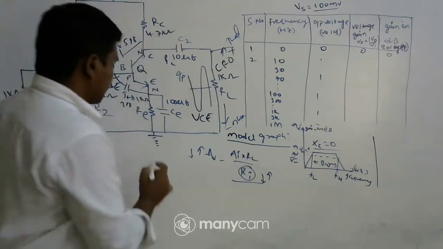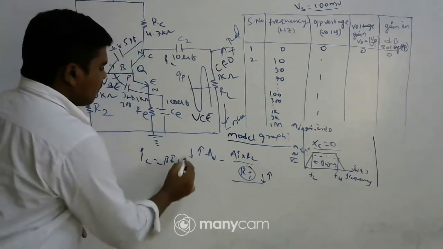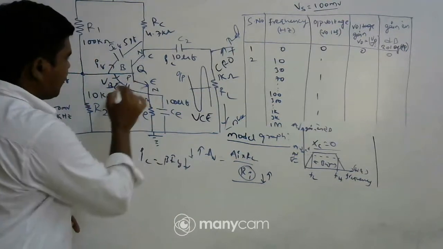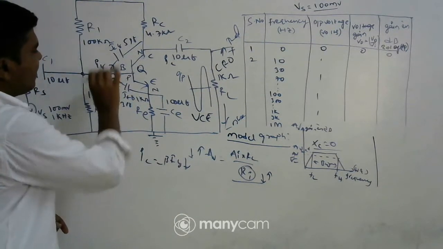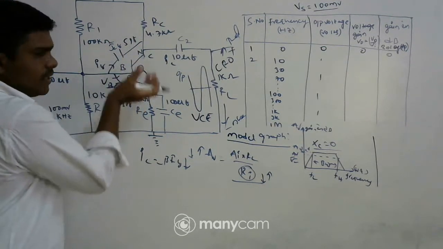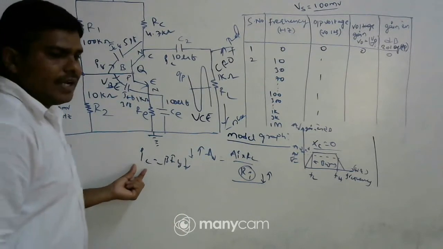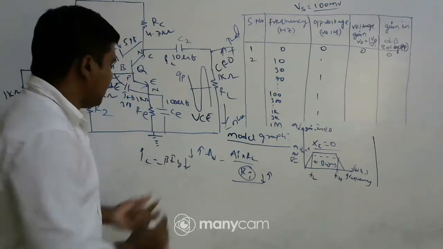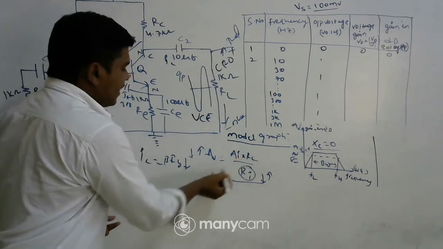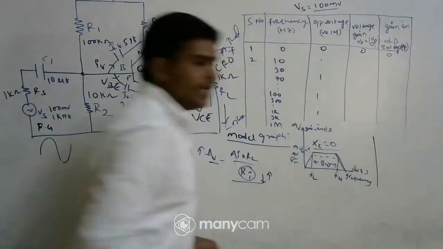Then output current decreases, because IC is equal to beta times IB. When your input current IB decreases, because the input current is now divided and flows through the two junctions, the output current decreases. So the gain decreases, the voltage gain decreases. So at high frequency, voltage gain decreases.